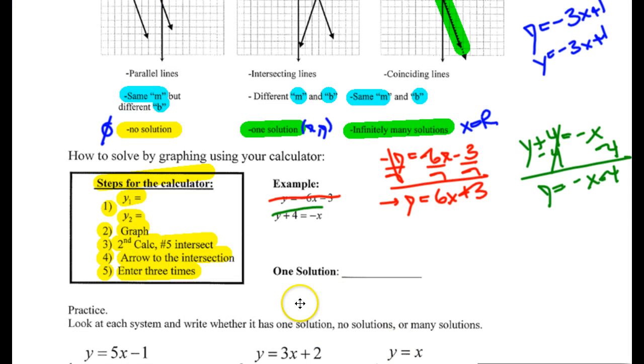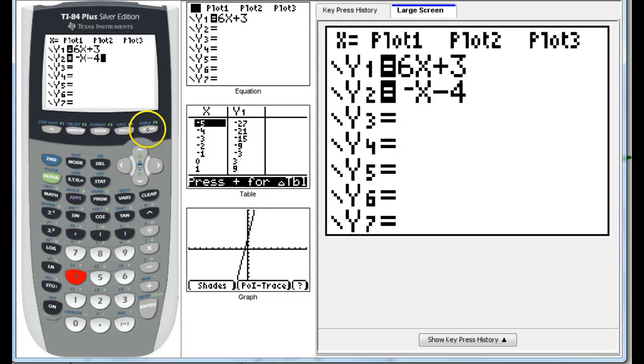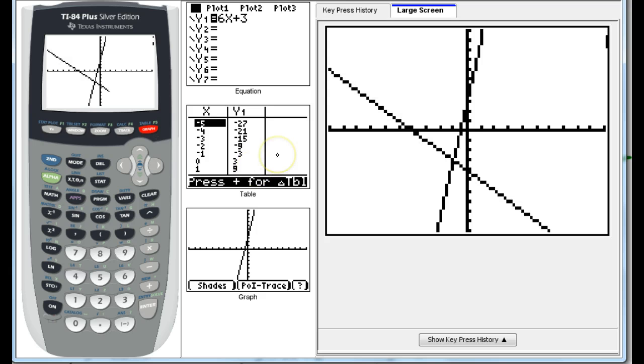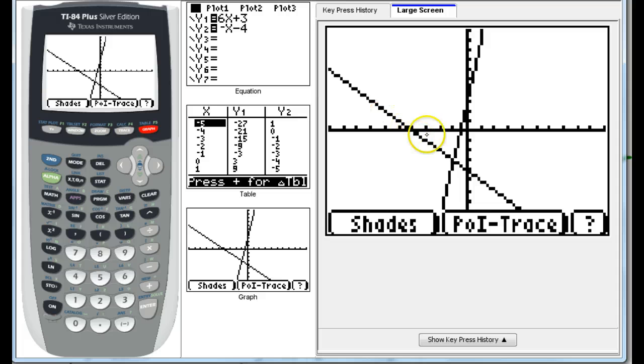Now step 2 says graph. So I'm just going to hit the graph button. This graph button will take me to the graph and graph all the equations that I put in. There's the first line, there's the second line. Okay, now the thing is I want to see what this answer is. It's kind of hard to tell here. I don't get to see all the lines. So I'm going to have the calculator do it for me.